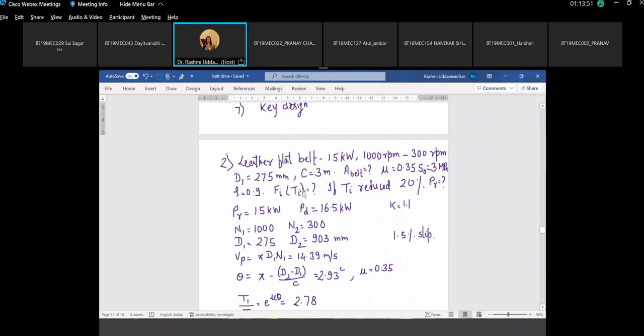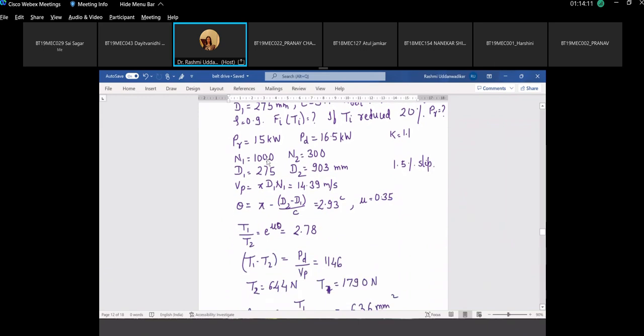We are left with this also. Check what happens if Ti is reduced. You know the relation between T1 and Ti, T2 and Ti with respect to e raised to mu theta. And when T1, T2 reduce, how PR also reduces. So this part is remaining.